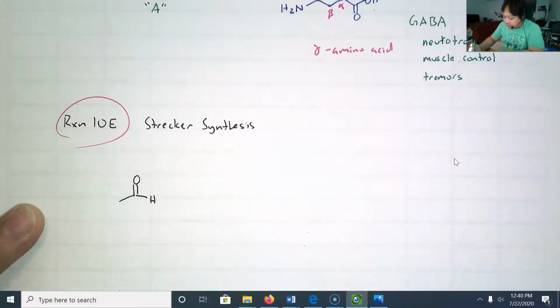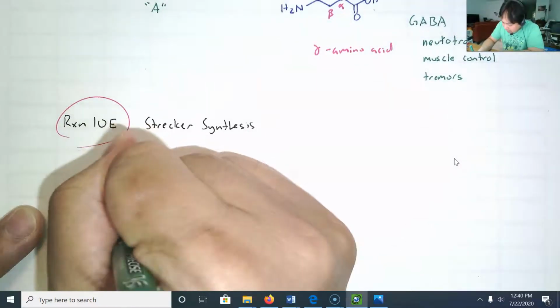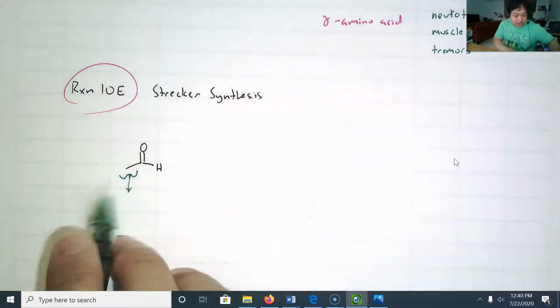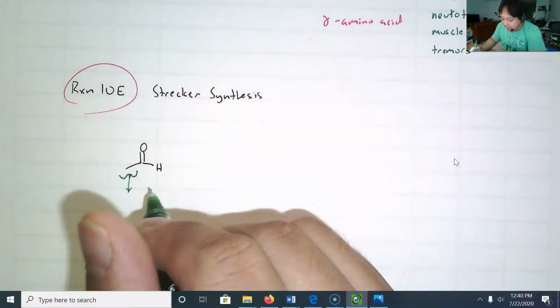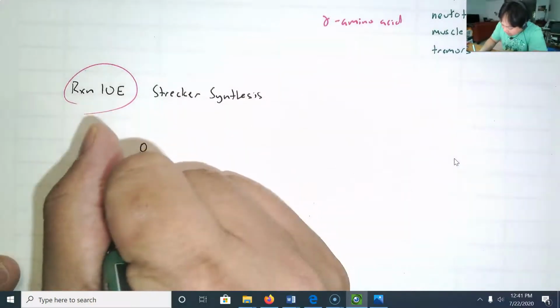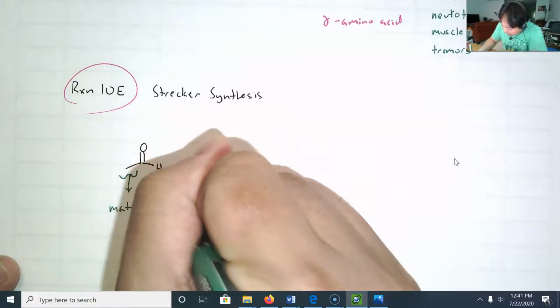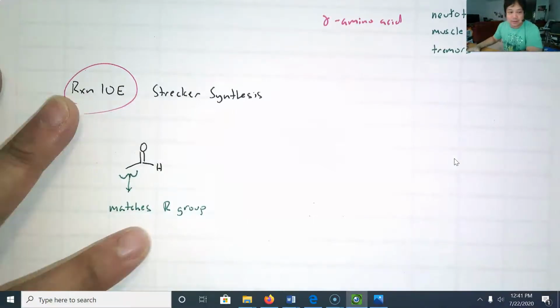You're going to match this part right here. It should match the R group of the amino acid. So we have a methyl group off of the aldehyde. That's what's going to show up in the final amino acid. So it matches the R group, R standing for the side group or the rest of the molecule.